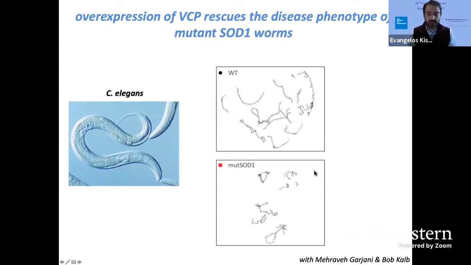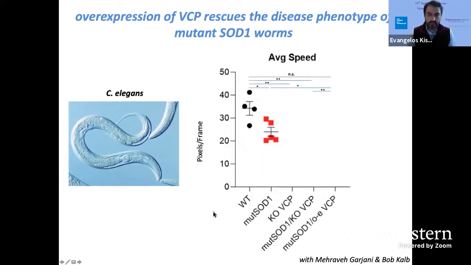And it turns out that when you overexpress mutant SOD1 protein in a worm, you impede its ability to move around the dish. This is a graphical representation of tracking of this movement. I hope you can appreciate that the wild-type worms freely move around in the dish, whereas the mutant SOD1 worms are limited in their ability to move around. This is a quantification of another metric, the average speed at which these worms move.